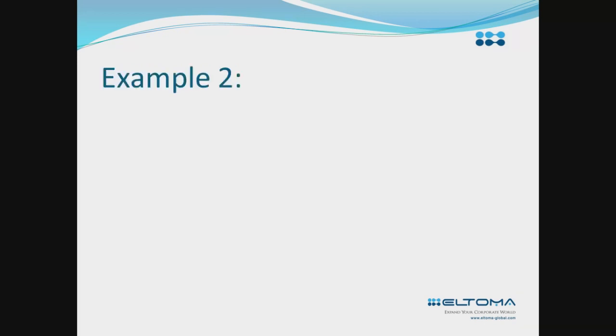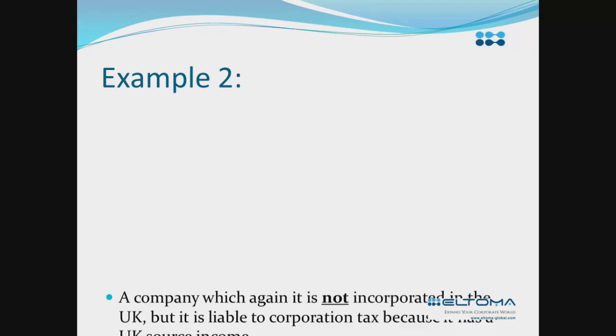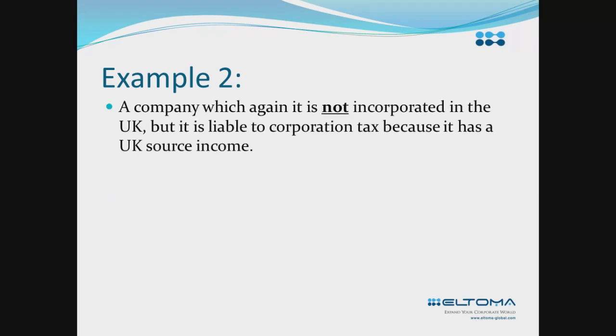Another example is a company which, again, is not incorporated in the UK, but is liable to corporation tax because it has a UK source income. In this case, the corporation tax is applicable only to the UK source income. If the company has income from any other jurisdiction, it is not subject to the corporation tax. Only the UK source income can be taxed.